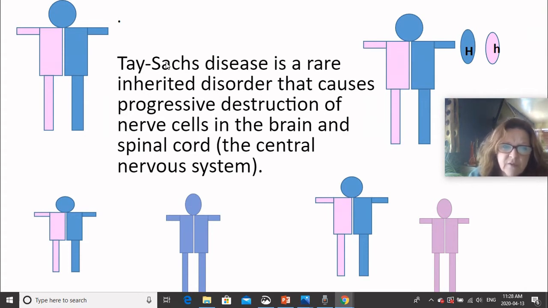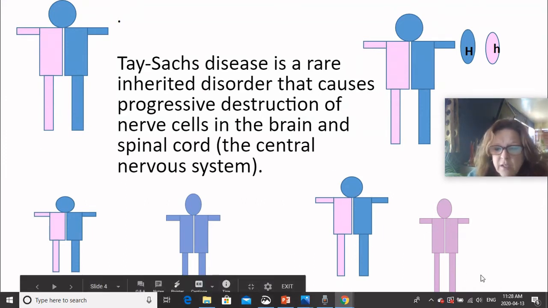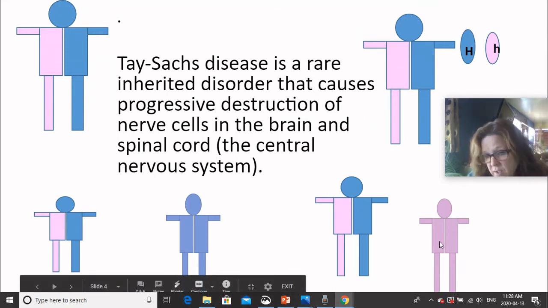So Tay-Sachs disease is a rare inherited disorder that follows this pattern. It causes progressive destruction of nerve cells in the brain and the spinal cord. And it follows this pattern here. So two parents who probably do not realize that they are carrying the condition would have this 25% chance of having a child with the condition.